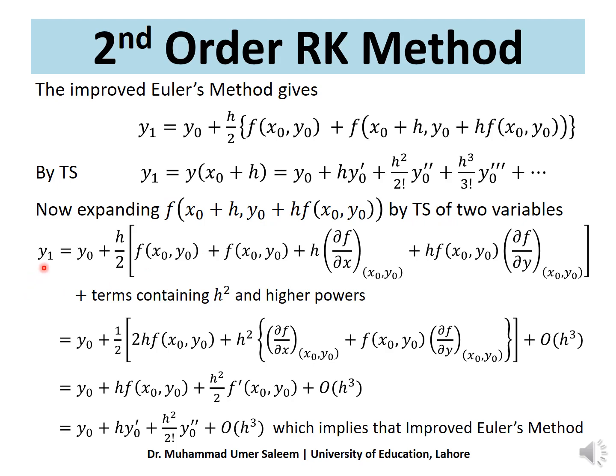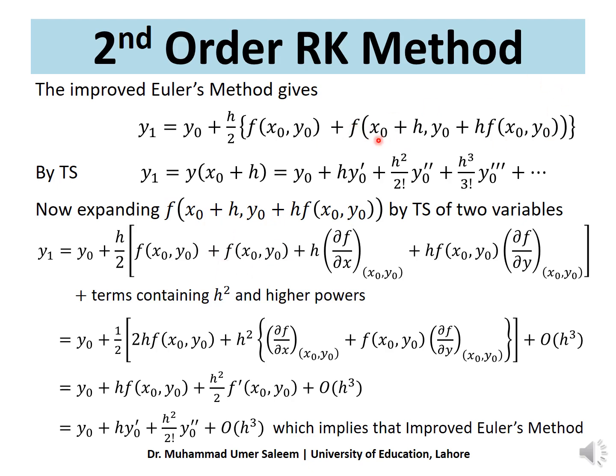So if you recall, y1 is equal to y naught, the initial value, plus h by 2. This is the value we have already. Y naught is the same, h by 2 is the same, f of x naught, y naught is the same. So from here we are starting the expansion of this function.